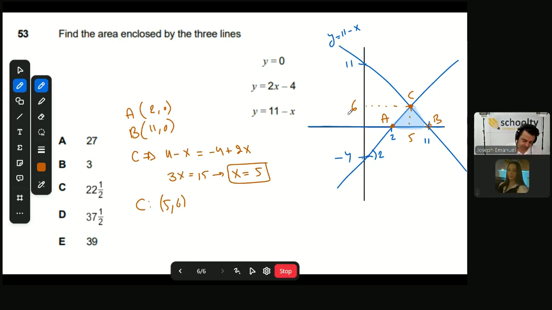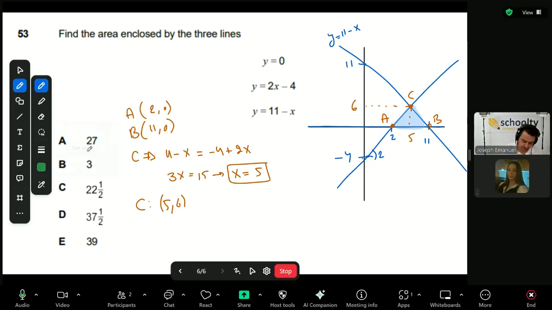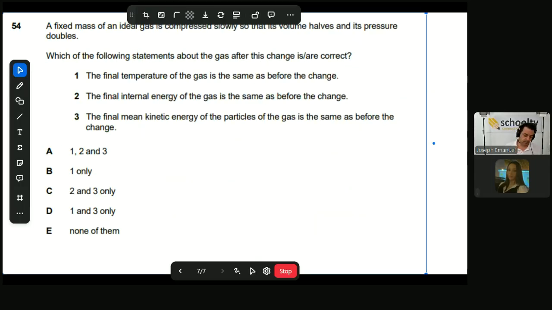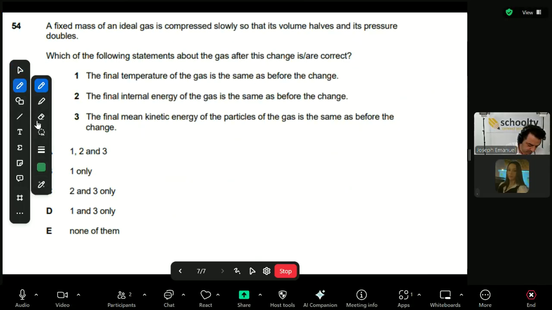Let's calculate this area. So you have here 11 minus 2 multiplied by 6 over 2, 9 multiplied by 3, 27, A. Okay, so question number 54. Let's go.